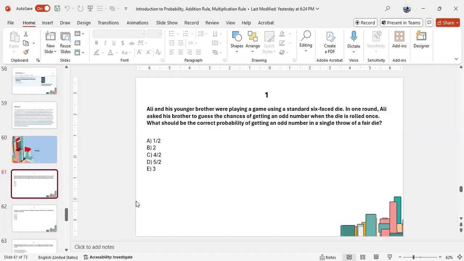Ali and his younger brother were playing a game using a standard six-faced die. In one round, Ali asked his brother to guess the chances of getting an odd number when the die is rolled once. What should be the probability of getting an odd number in a single throw of a fair die? A, 1 by 2, B, 2, C, 4 by 2, D, 5 by 2, or E, 3?